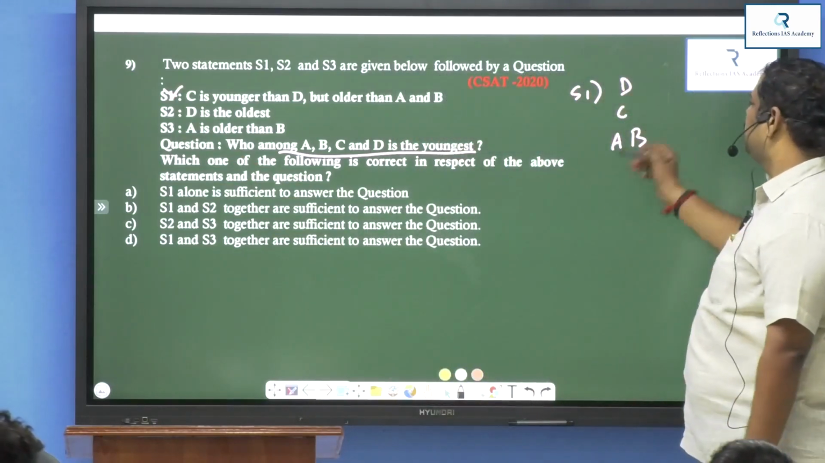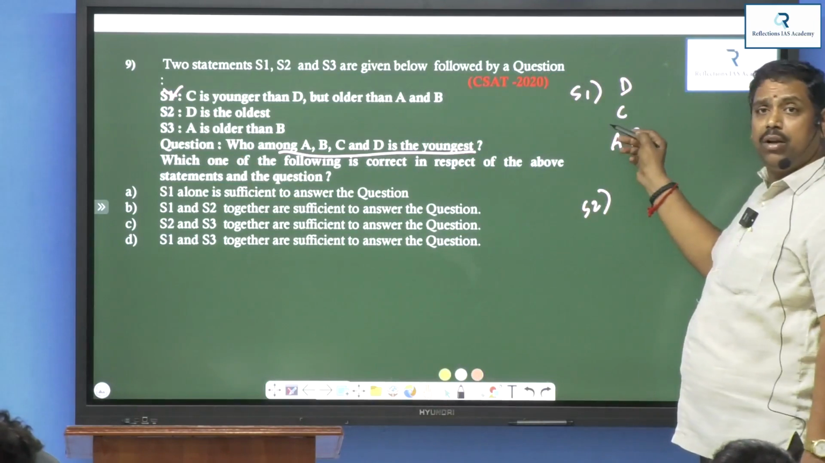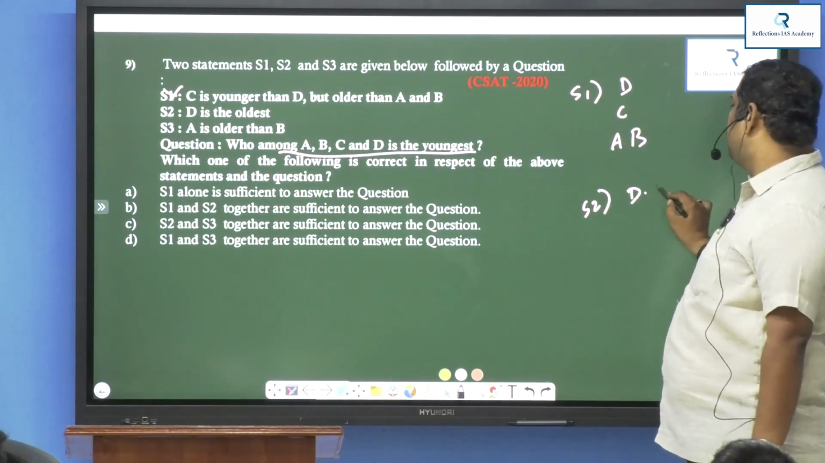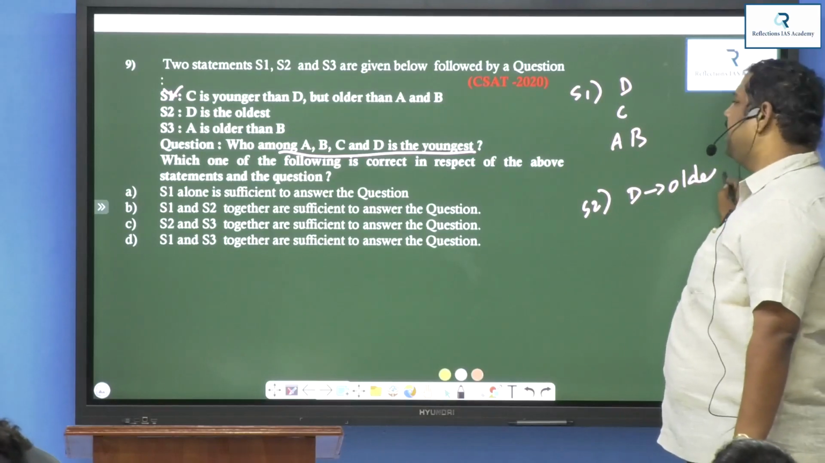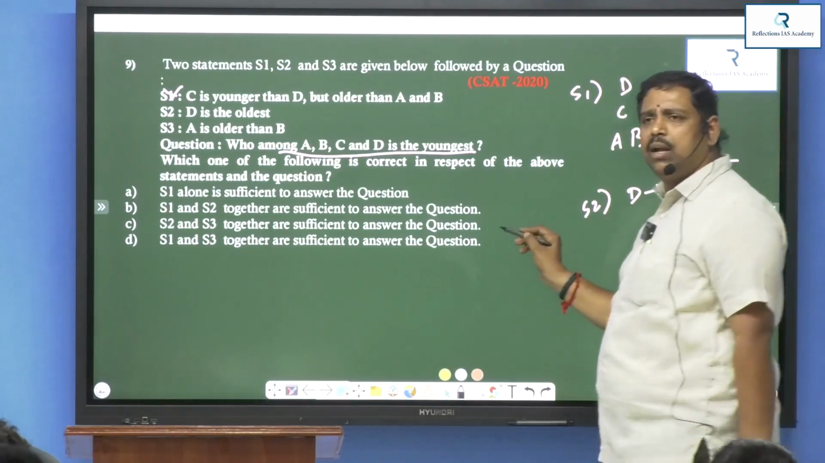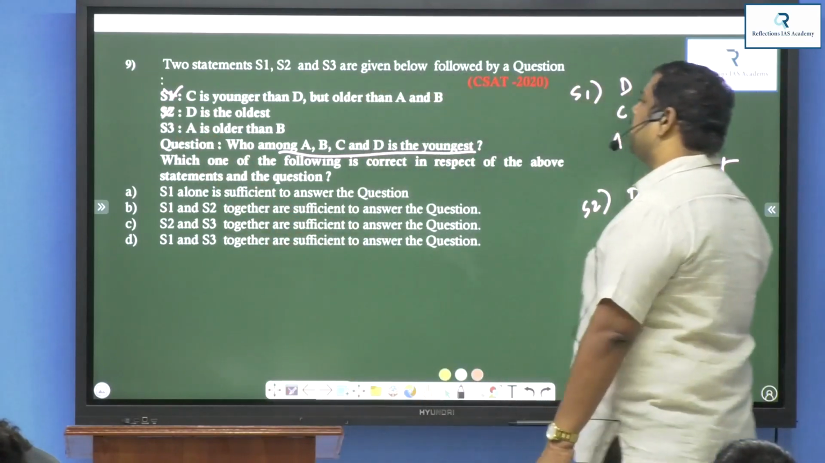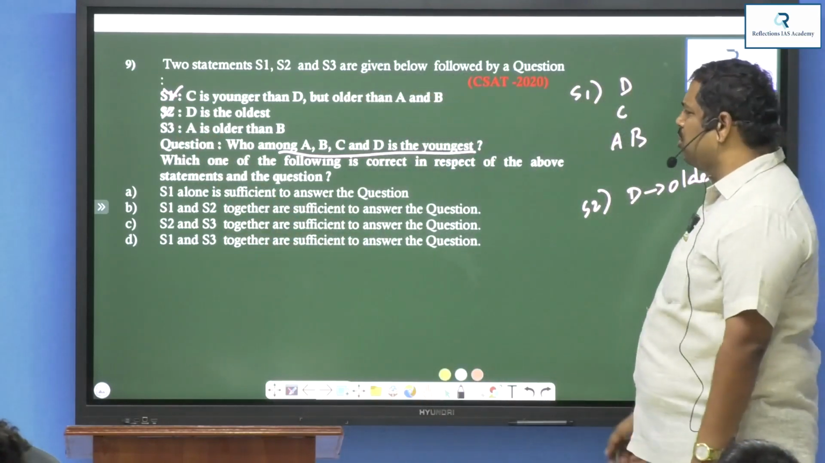D is the oldest. I am not thinking of S1. I am going for S2. Okay. D is the oldest. Okay. Next one. From this, are you able to decide or unable to decide? Unable to decide. S3, yeah, no need to go like this also. Go with the options here.